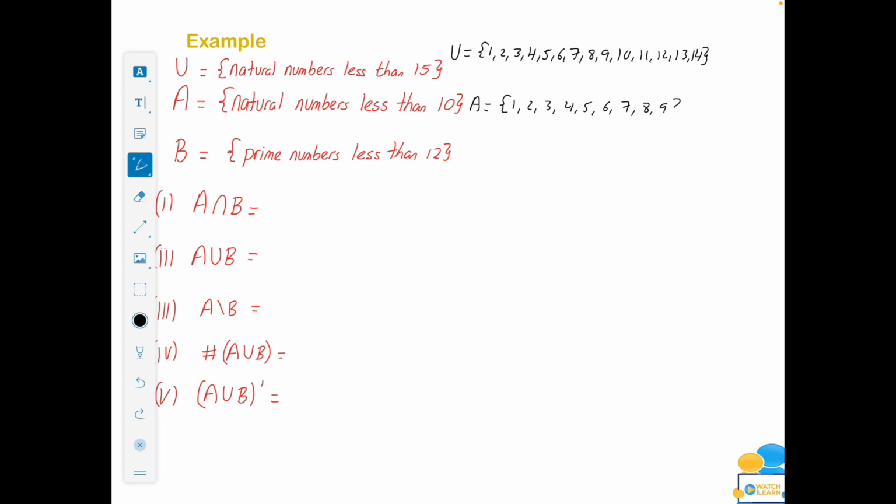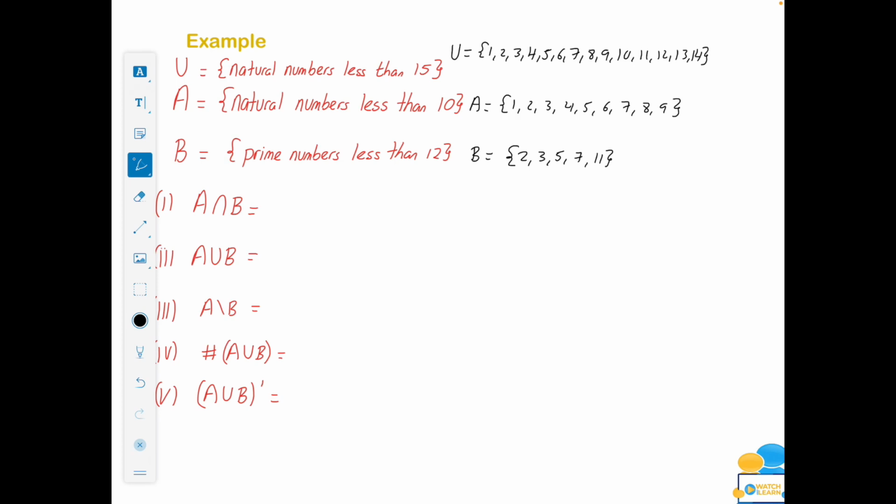Ooh, and we won't include 10 because it says less than 10. And then B is our prime numbers less than 12. Remember, a prime number is a number that has itself and 1 as a factor only. Okay, people often make the mistake, they think 1 is a prime number. It's not. Okay, so we're going to start with 2, 3, 5, 7 and 11.